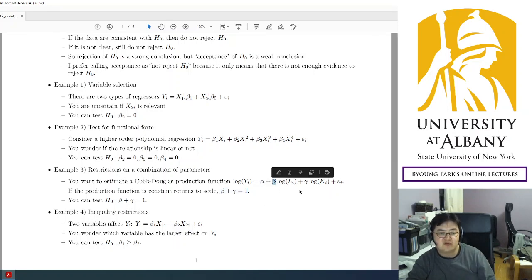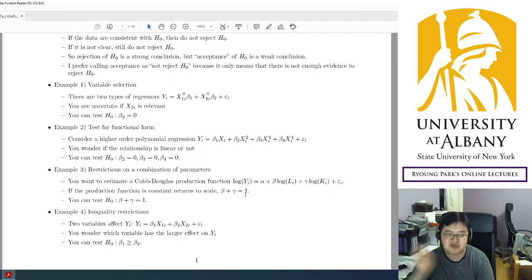I assume that you understand what I'm saying here. If you have a question, go to a microeconomics professor. And then you can test whether beta plus gamma equals 1 or not. And as you know, this is also a very similar test to these.